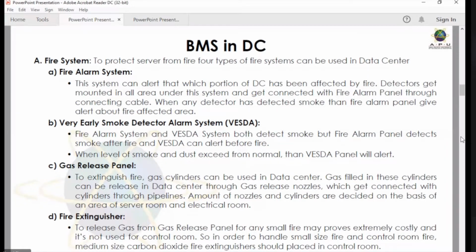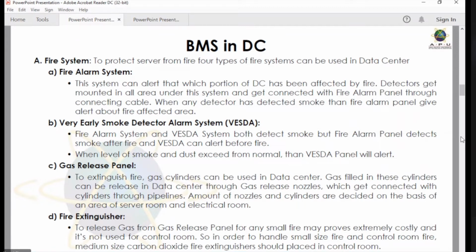आगो बलेर धुवा निस्किनुभन्दा पहिले, these are more modern systems, okay, the VESDA system. So if there's just smoke before fire, then this can detect early smoke, a more efficient and effective system than the fire alarm system. When the level of smoke and dust exceeds normal, then the VESDA panel will alert.